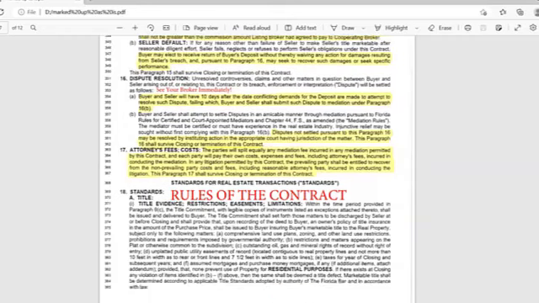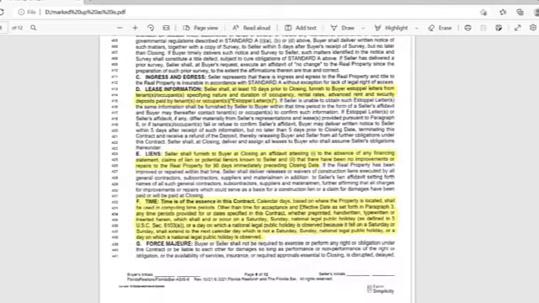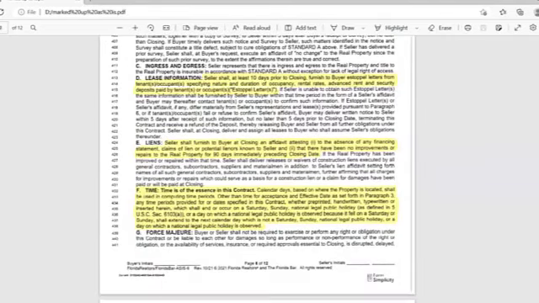All right, so we know the standards are the rules of the contract. We have that nice and large right there. So within the standards, there's a couple of things I want to point out, some areas that we have not talked about yet. The first one is item D, lease information. The seller shall, at least 10 days prior to closing, furnish to the buyer estoppel letters from tenants or occupants specifying the nature and duration of occupancy, rental rates, advanced rent, and security deposit paid by the tenants or occupants. This is known as estoppel letters.